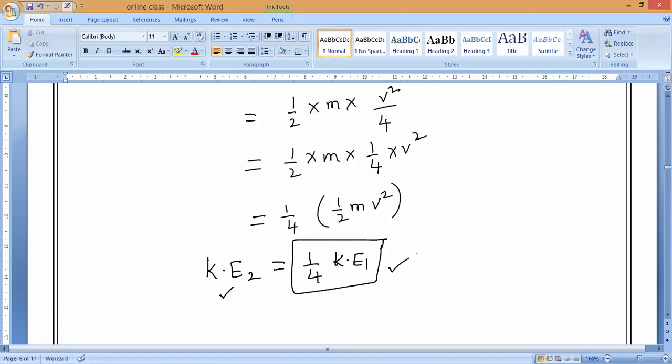So from this we can make one statement. What is the statement? Anybody can say? One is, if the velocity of the body is doubled, its kinetic energy becomes 4 times. And if the velocity of the body is halved, then its kinetic energy becomes 1/4. That is what you have to write. Now write the statement neatly. What is the second conclusion we can make?